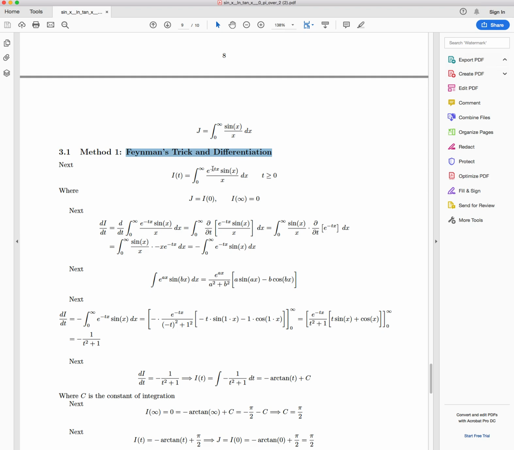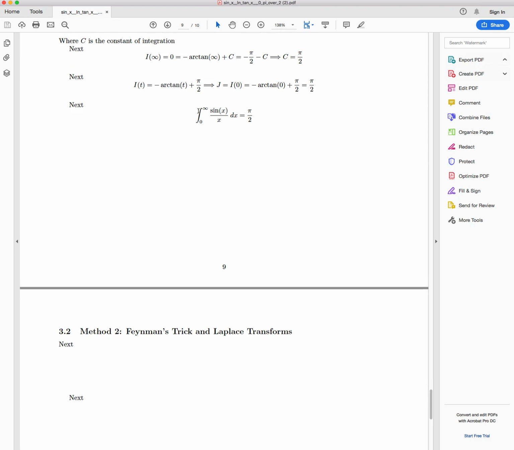Here I'm going to be using Feynman's trick again, but instead of using differentiation, I'm going to use Laplace transforms, and this will allow us to effectively get rid of having to introduce this element. Now they are very similar in the approaches. I just wanted to put them up to give people an illustration of different approaches that one can take. Okay, so remember, this is the integral that we're working at.